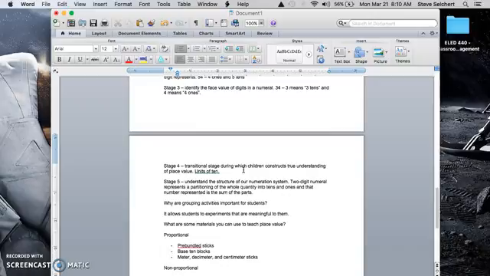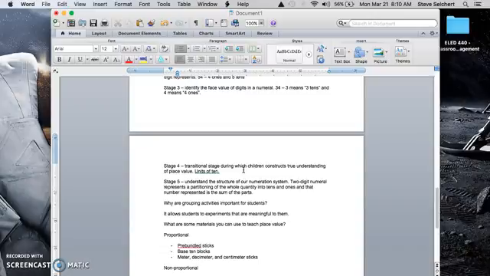Stage 4 is a transitional stage, during which students construct true understanding of place value. So they really get the units of 10. They know that the 5 is really 50, and the 4 is really 4 ones. And then stage 5 is the culmination of all of those. The student really gets it if they're at stage 5. They understand the structure of our numeration system.